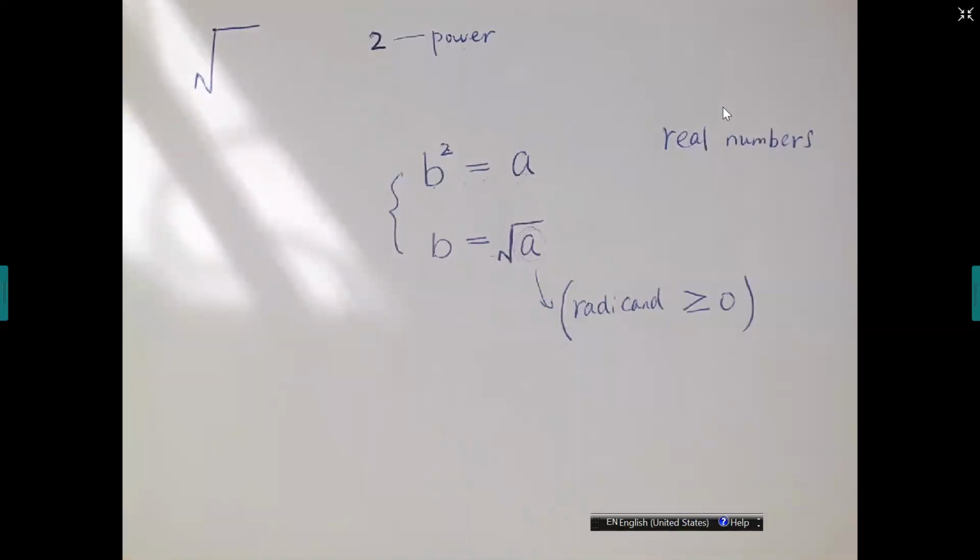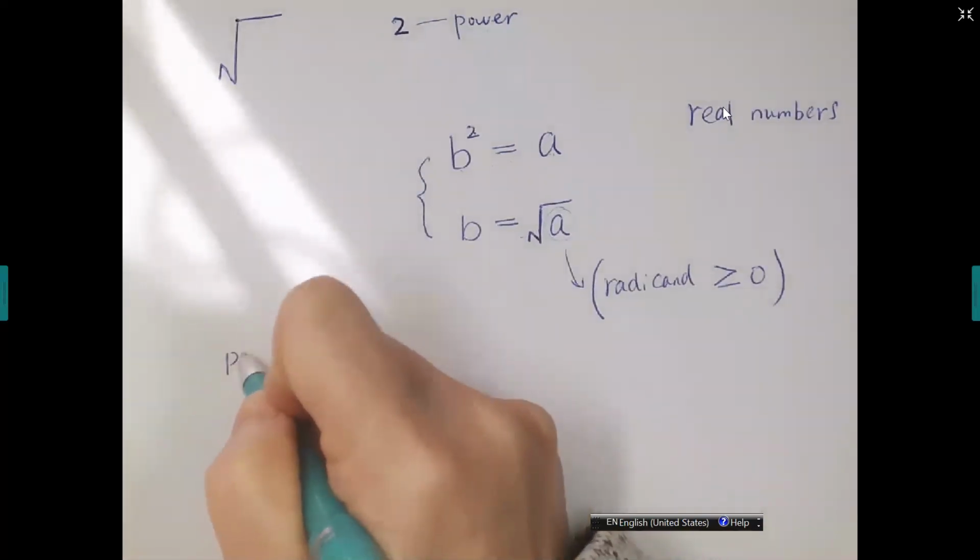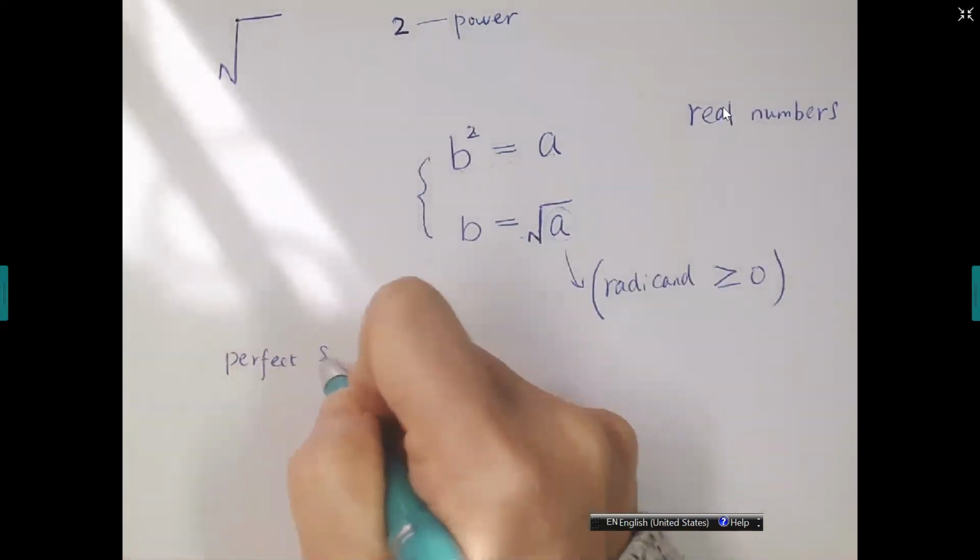Before we start, I want to give you a quick review about some special perfect square numbers. When we are working on the problems in chapter 8, we should be able to recognize those special numbers. What special numbers? Those special numbers are called perfect square numbers.